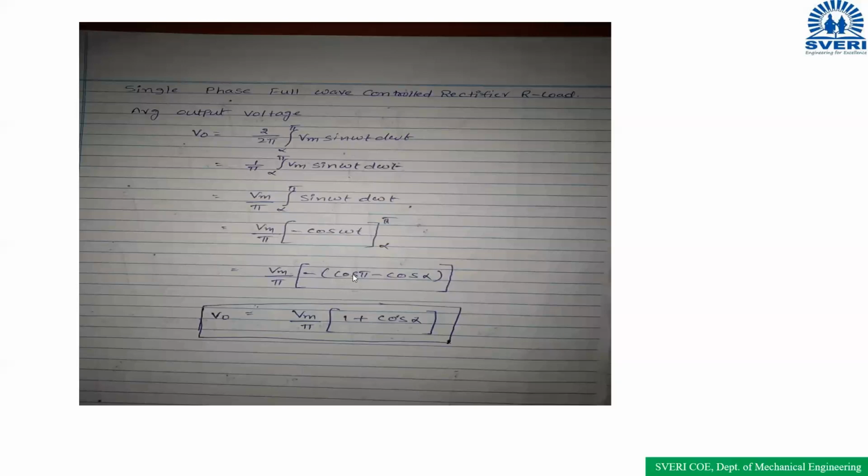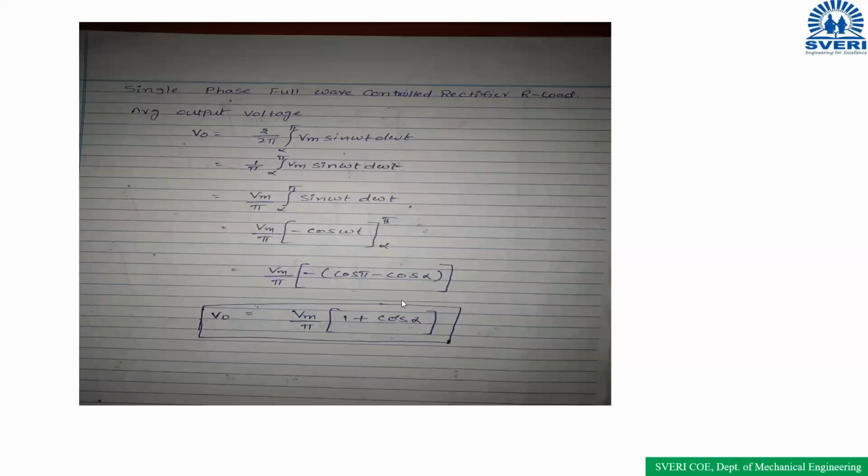Cos pi is equal to minus 1. Minus into minus is plus 1, so plus 1 plus cos alpha. Clear? So we get Vm by pi into 1 plus cos alpha.